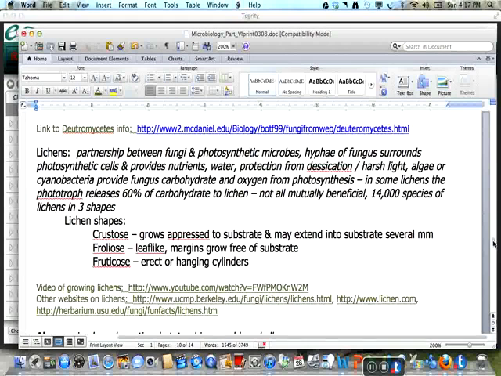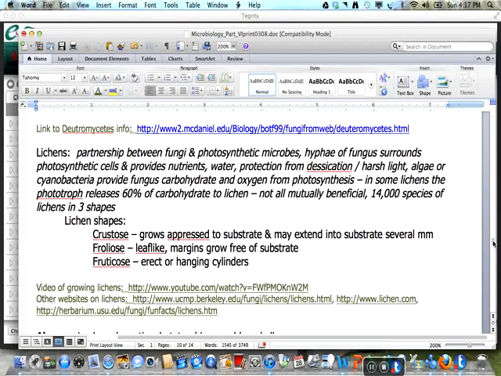Lichens form a partnership between fungi and photosynthetic microbes. The hyphae of the fungi surround the photosynthetic cells and provide nutrients, water, and protection from desiccation and harsh light. The algae or cyanobacteria provide the fungus carbohydrate and oxygen from photosynthesis. In some lichens, the phototroph releases 60% of the carbohydrate to the lichen. Not all of these relationships are mutually beneficial.